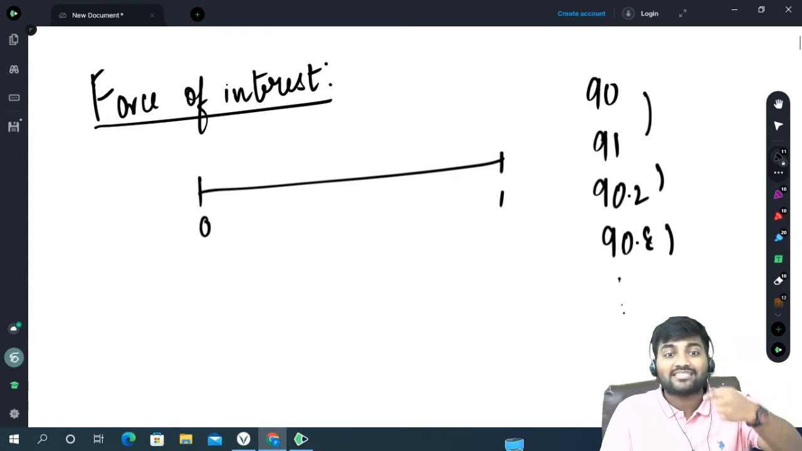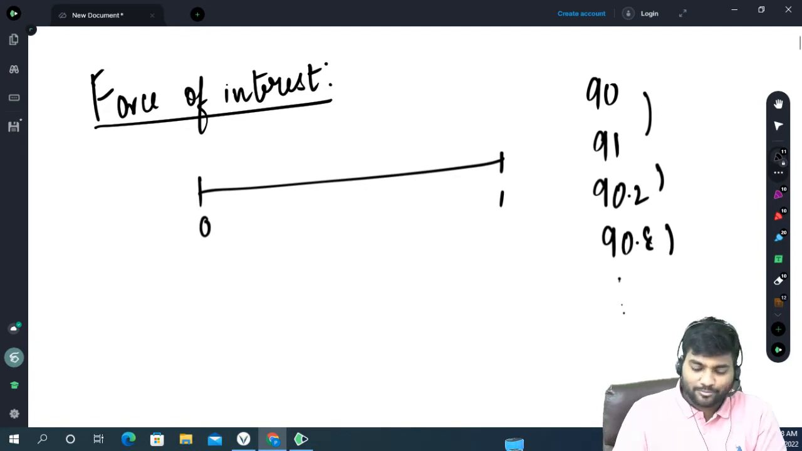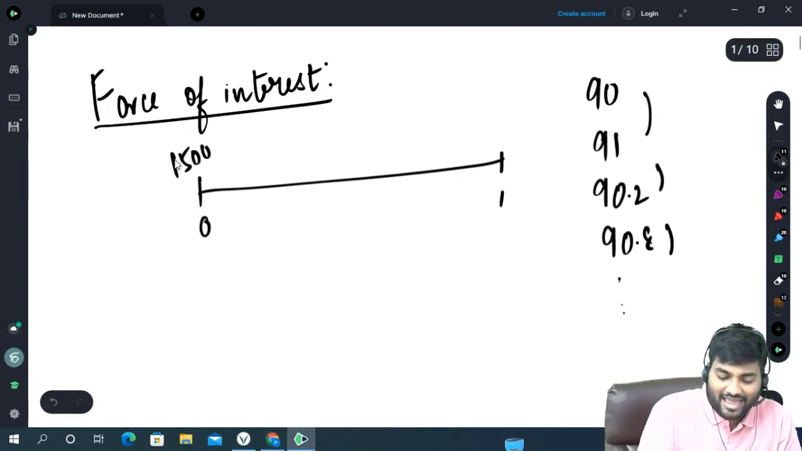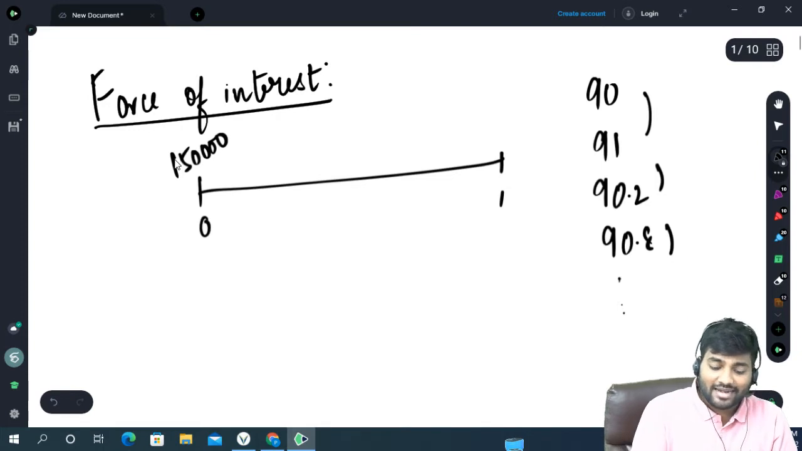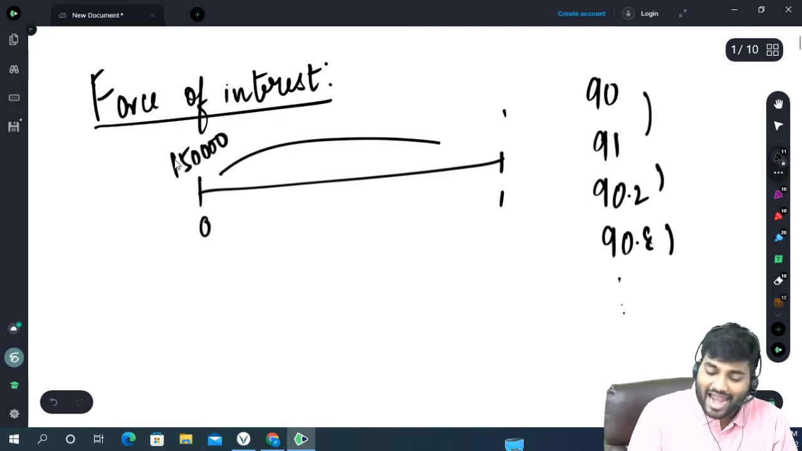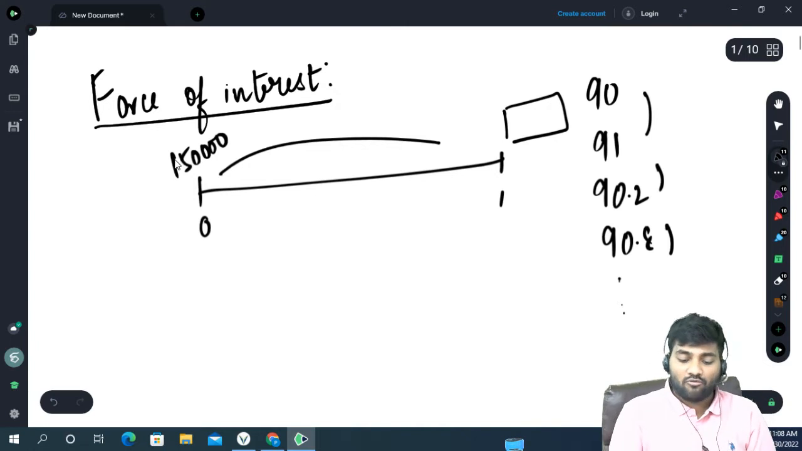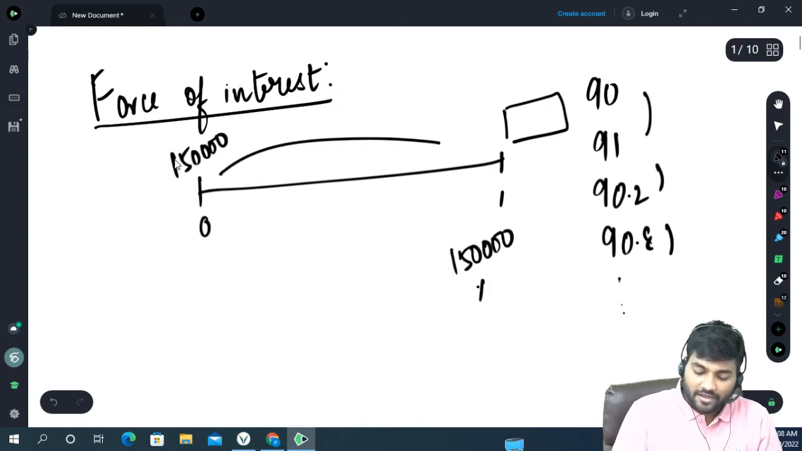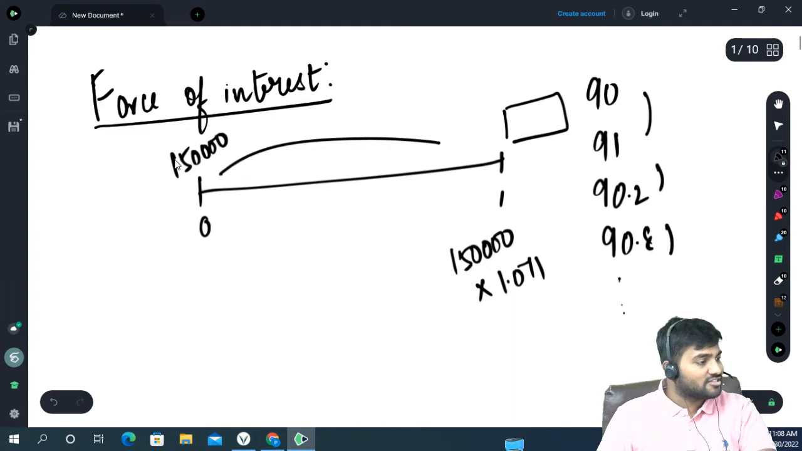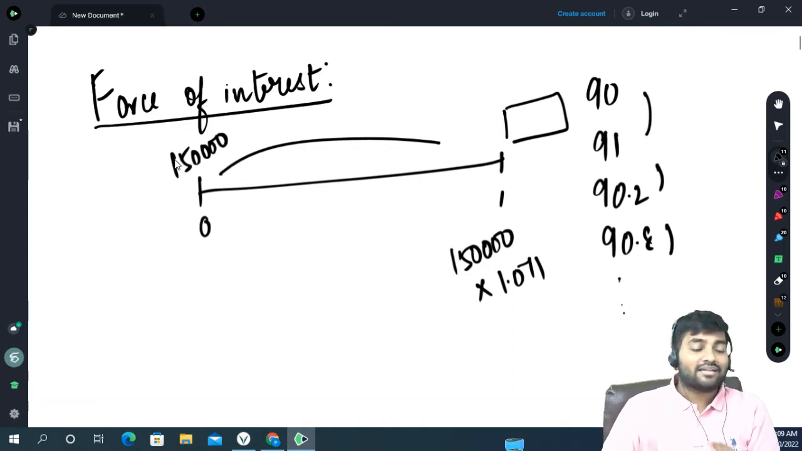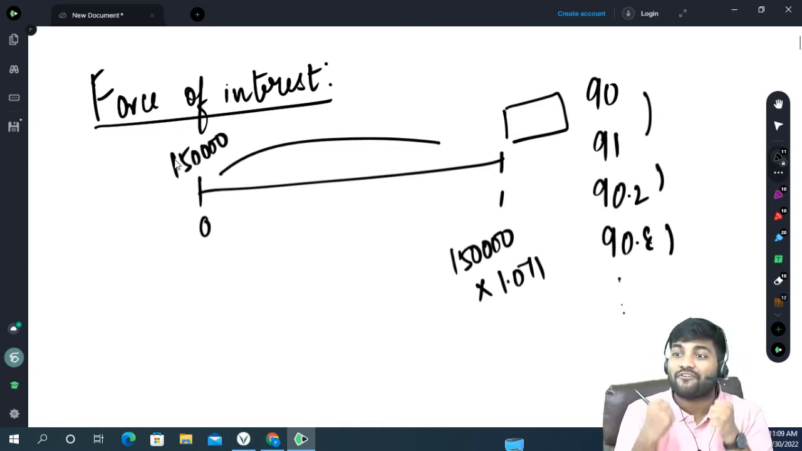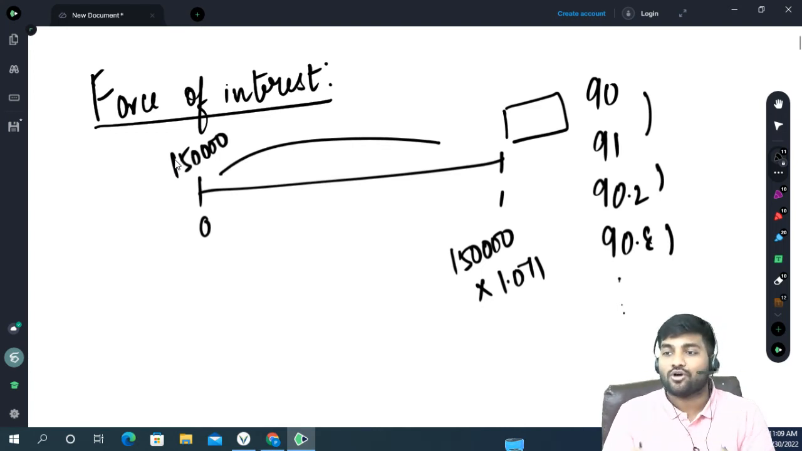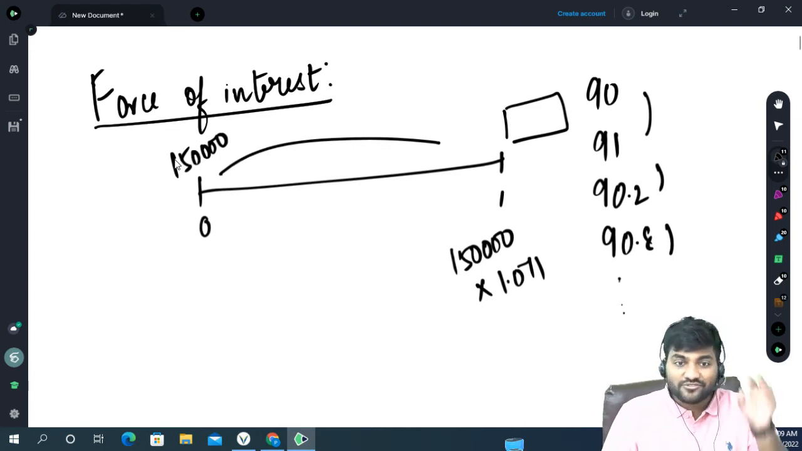There the compounding is done once in a year. So let's say suppose I've deposited here 1.5 lakhs, you will get interest 7.1% and at the end of year, the balance will reflect 1.5 lakhs into 1.071. All of you have understood this thing? Okay, is it clear? But now today we are going to talk about continuous compounding and that is the force of interest. There is some force which causes our fund to grow and that force is the force of interest.